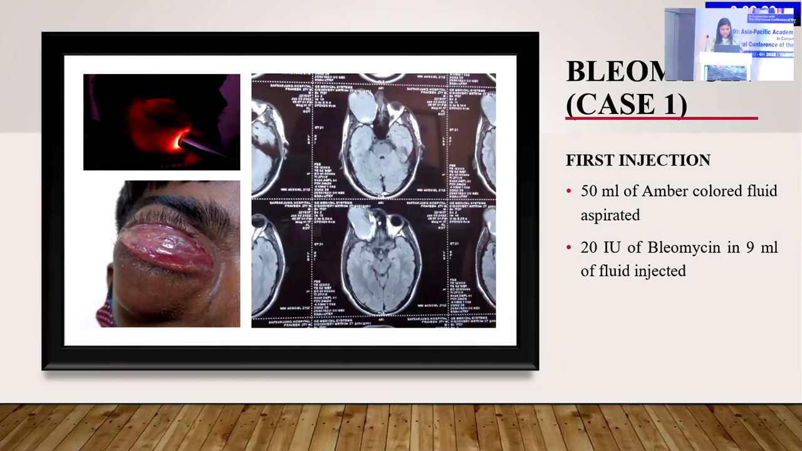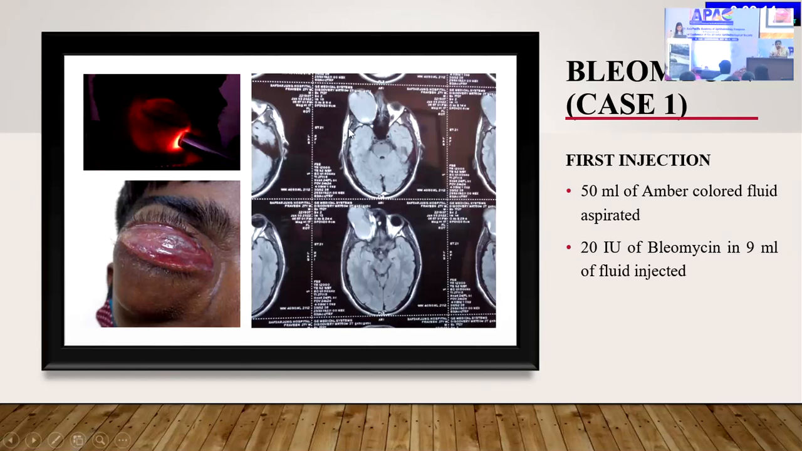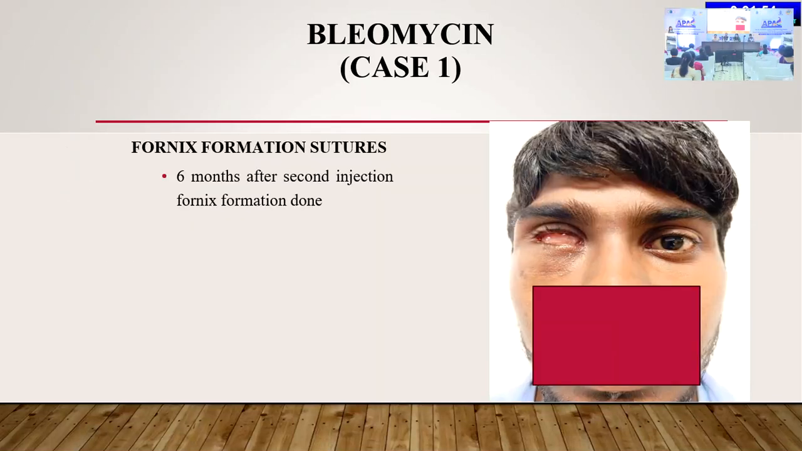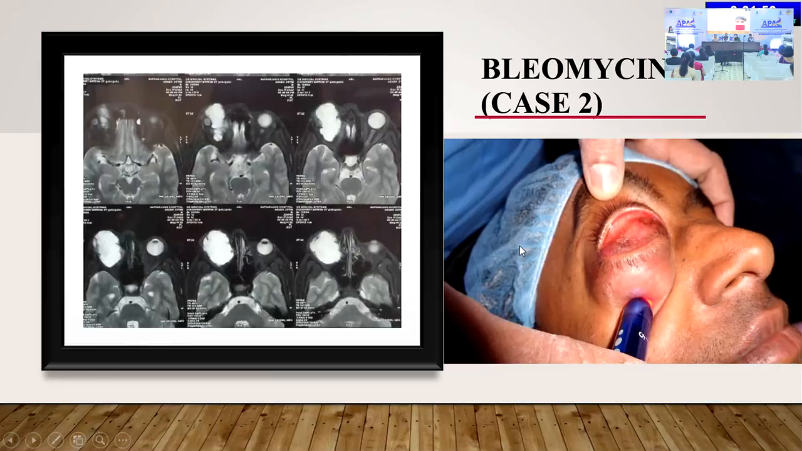This is the first case of bleomycin, again an inferior orbital cyst, with this MRI picture showing the cyst extending till the apex of the orbit. We aspirated 15 ml of amber colored fluid, and then 20 international units of bleomycin was injected. The patient was lost to follow-up and came after 6 months, and we gave a second injection. After the second injection, it was completely resolved, fornix formation was also done, and the conformer is placed.